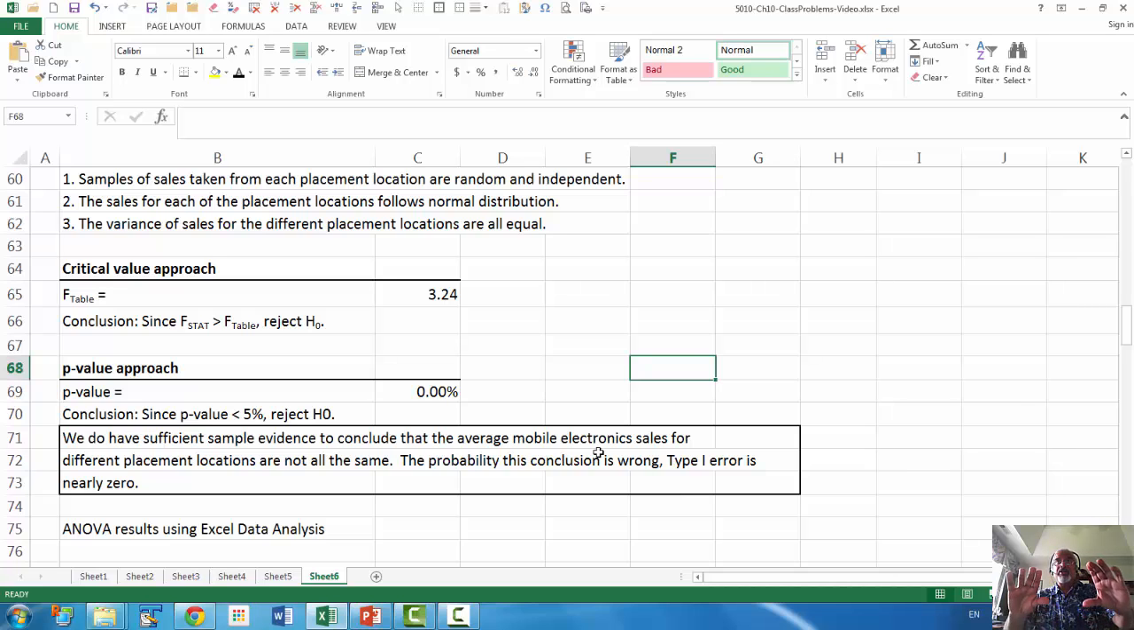So this is the ANOVA test. Look at the underlying concepts, the assumptions needed, the sample statistics, how to compute the sample statistics, and then the F critical value or p-value, and then arrive at a conclusion and interpret the conclusion.